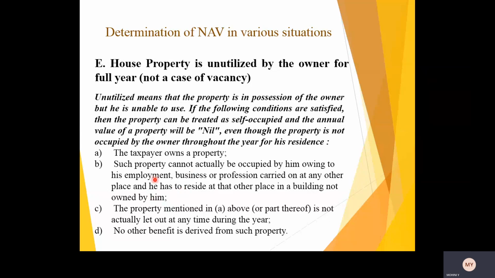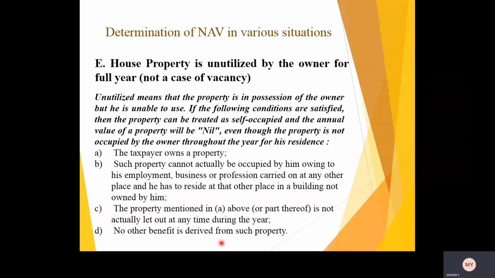So in both cases, no rent is coming from the properties. And no other benefit is derived from such property. No kind of benefit is coming from the unutilized property, of any type. So in this case the property will be called an unutilized property, and the tax treatment is exactly similar to self-occupied, and this is a case where any property can be called self-occupied.